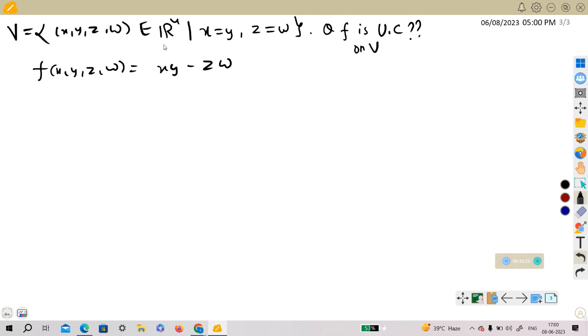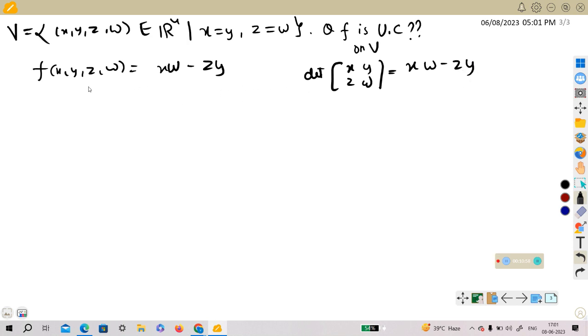Sorry, it was xw minus zy. If you see, it is a determinant function: if we take the determinant of the matrix with entries x, y, z, w, we get xw minus zy. So everything we are doing above is a determinant function.